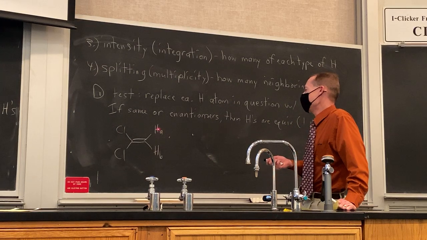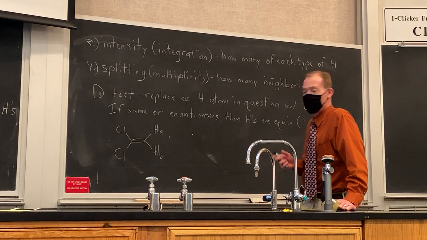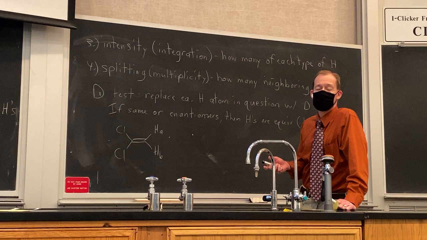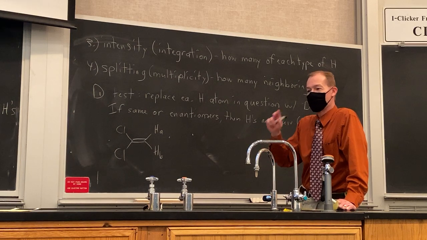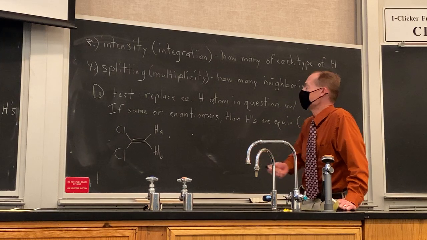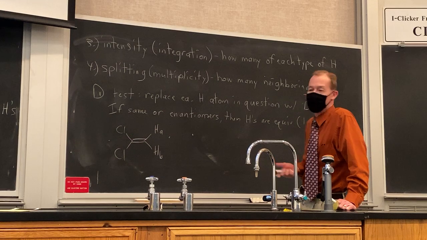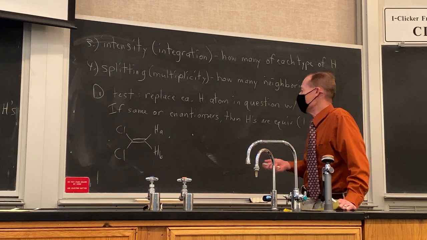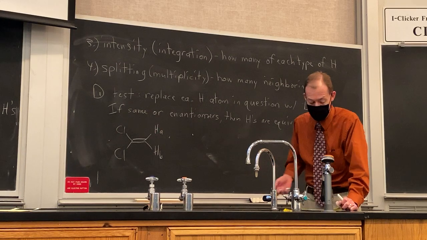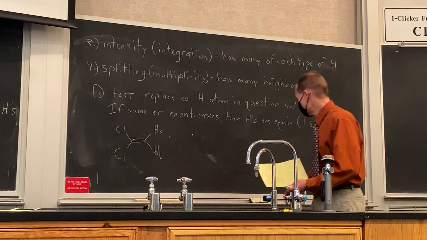If we replace HA with a deuterium, and then we replace HB with a deuterium separately, those two structures that we generate will be the same molecule. They will be equivalent to each other. Each of these hydrogens is cis to one chlorine and trans to the other chlorine, and so there's no difference in replacing HA versus HB with the deuterium. We get the same compound.